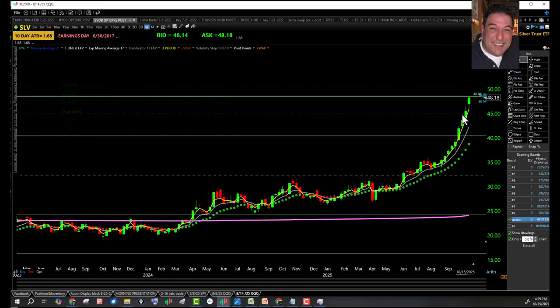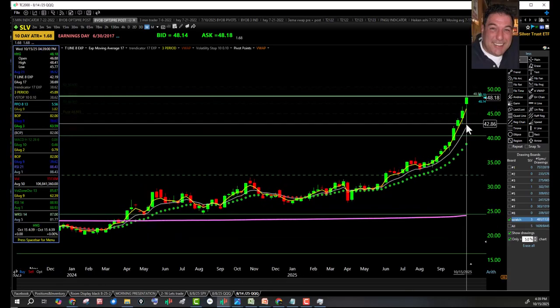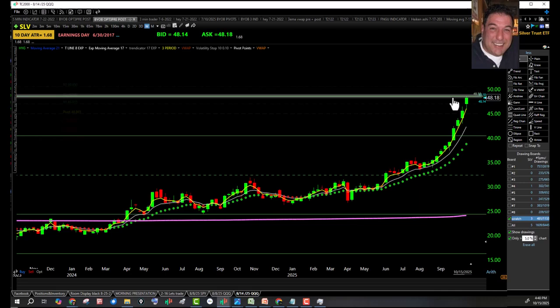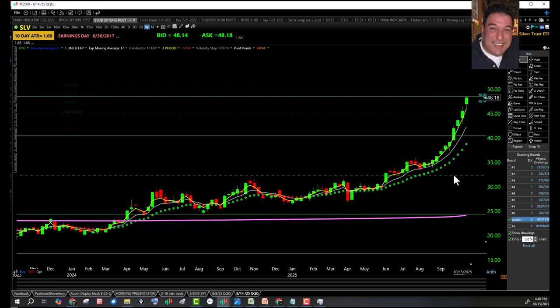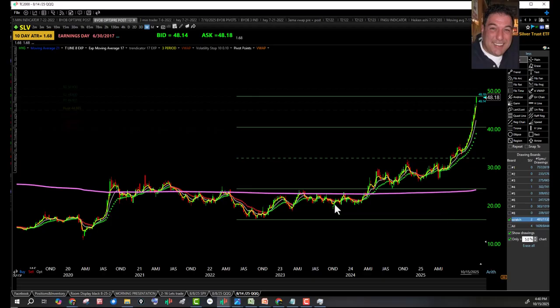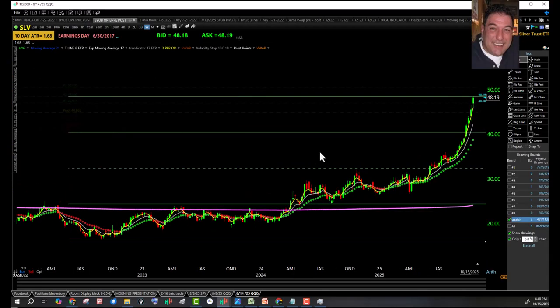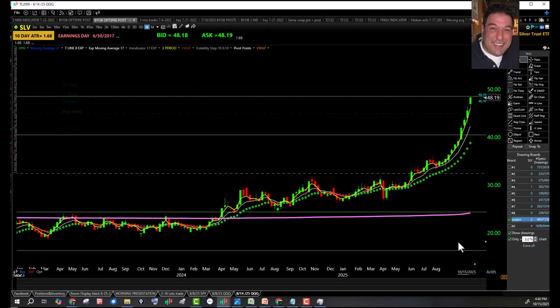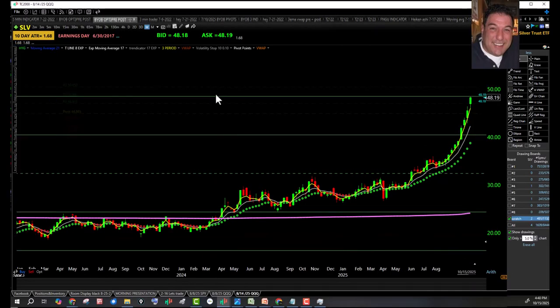And we made 48.46. See that? 48.41. So that's a new all-time high for silver. Okay, new all-time high for silver. Of course, gold got a new all-time high. Look at that run. All right, new all-time high for silver and gold. Today, October 15th. All right, there's silver and gold.